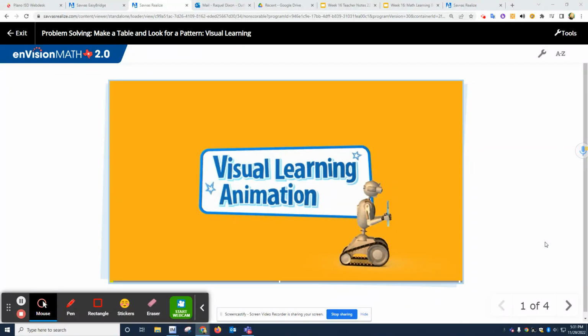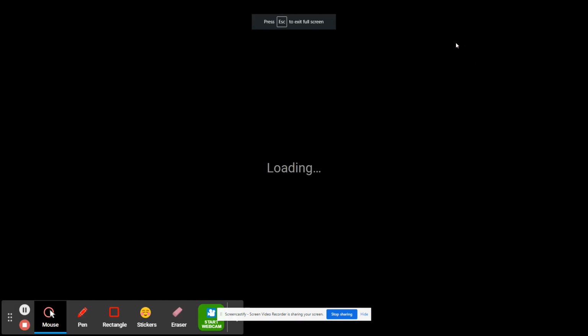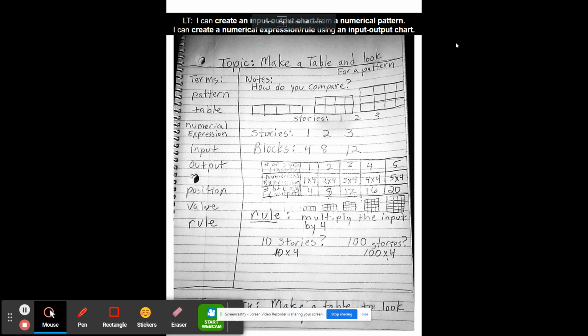I am talking to you today about using a table to help you figure out a pattern when it comes to input output charts and rules and algebra. So let me go ahead and show you my notes. This is what I have. And I want to go over the learning targets for today.